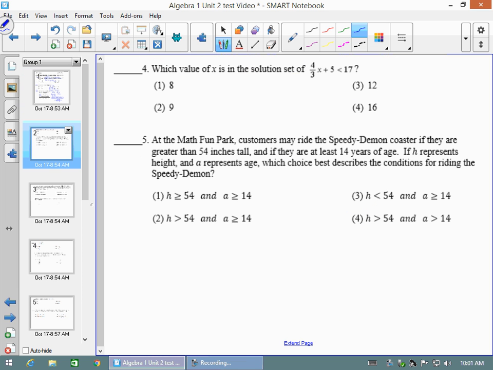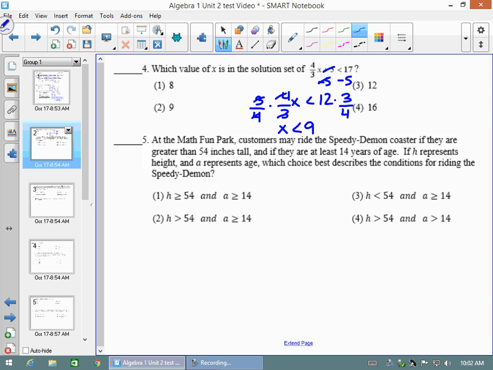Okay, number 4, which value of x is in the solution set? So again, I'm solving for x, and this one I'm going to subtract 5. Then I get 4/3 x is less than 17 minus 5, which gives me 12. Now I want to undo this multiplication of 4/3, so I'm going to multiply by its reciprocal to get 1x. If I multiply the left by the reciprocal, I also have to multiply the right side of this inequality by its reciprocal. 12 times 3/4 is going to give me 9.